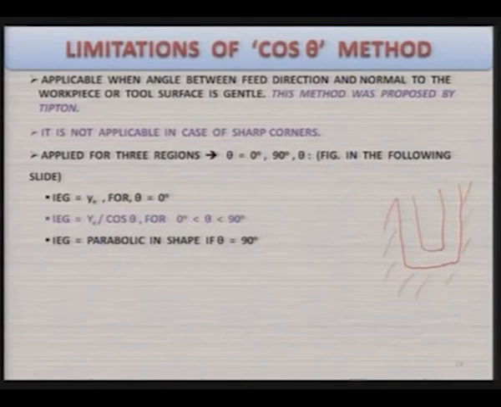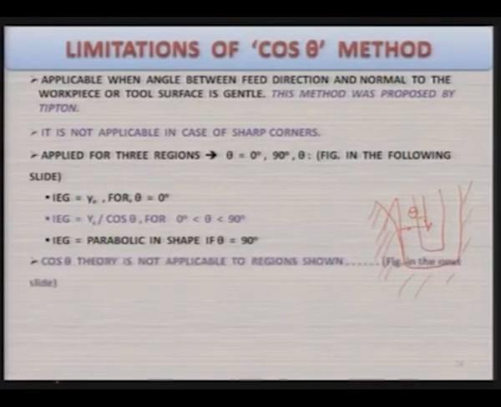Now, here is the normal to the workpiece surface, and the feed direction is this. So, the angle between this and this becomes 90 degrees. When this angle theta is 90 degrees, then the shape of the workpiece that you are going to get will be parabolic in nature. This is the shape of the workpiece that you are going to get after electrochemical drilling.